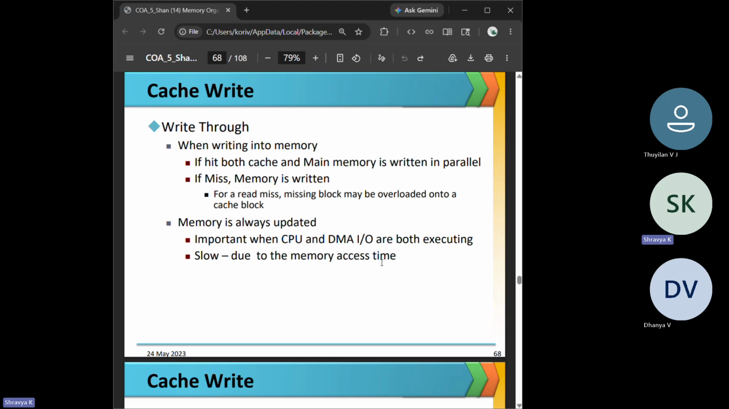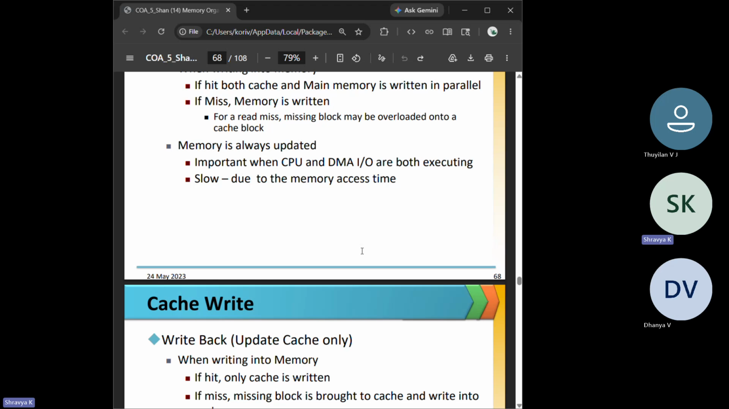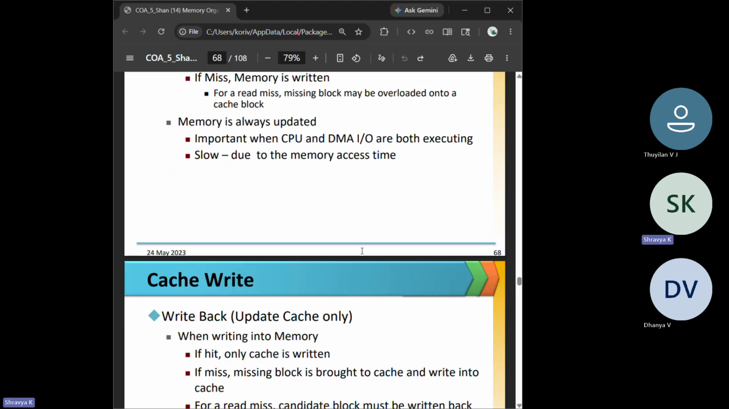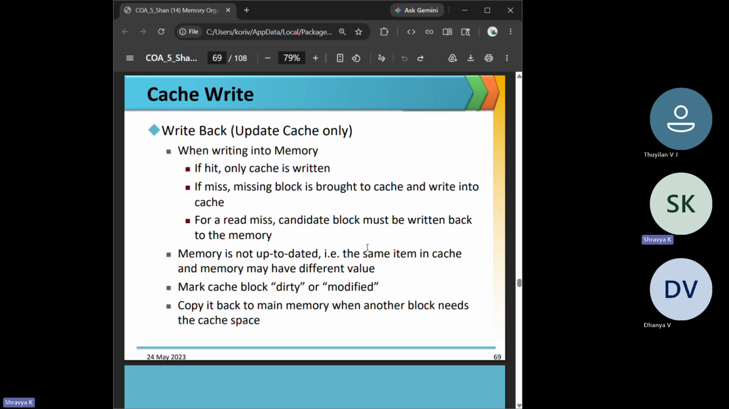Since we have to update the memory at each point, this will become slow, right? At this point, you can use a write buffer too, which we will discuss later. The other way to write is using write back. When writing into memory, if there's a hit, we only write in the cache, and we wait for that block to return to the cache, right? So if there's a hit, only the cache is written.